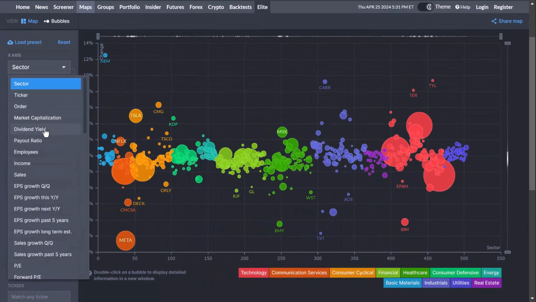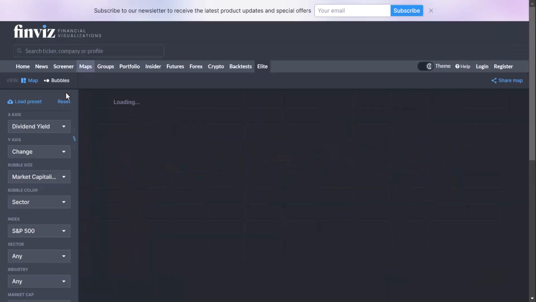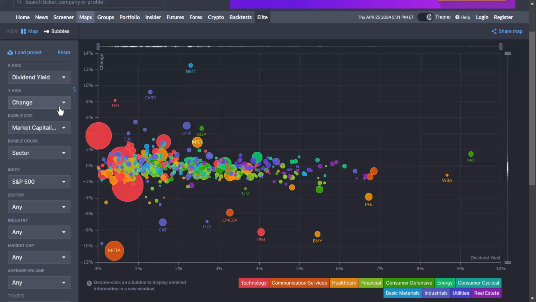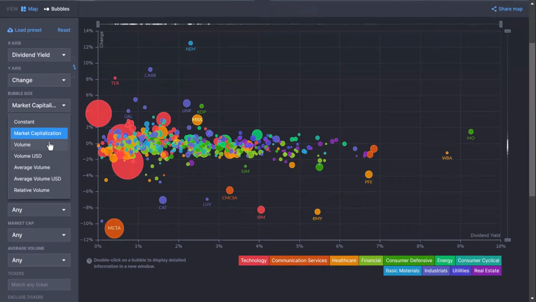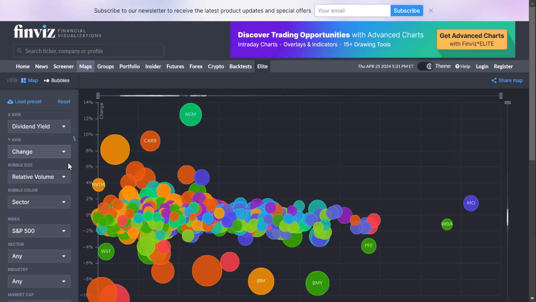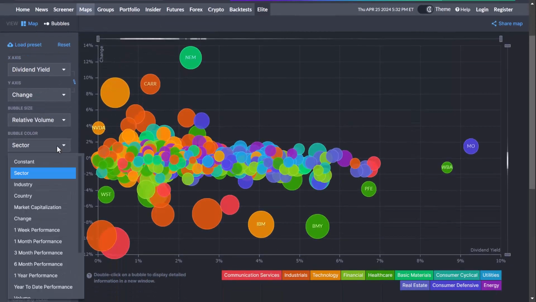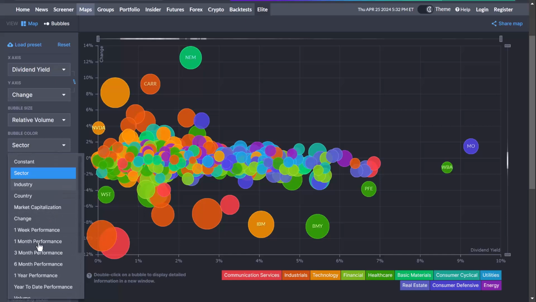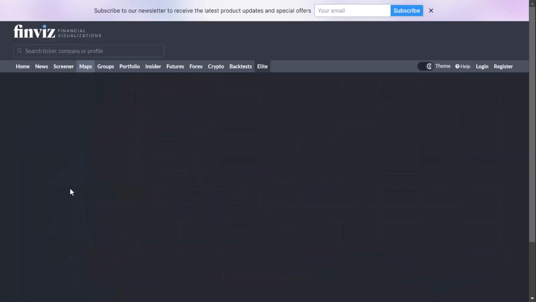Let's say, again, we want to look at dividend yield. So we'll put that on the x-axis. Now, on the y-axis, we'll leave percent change there. So stocks that are having a pretty good day are high on this chart. Market cap is not necessarily the most useful way to size the bubbles in this case. Let's look at relative volume. We want to see dividend stocks that are trading with above average volume. And then finally, we want to look at, let's say, analyst recommendations for these stocks.